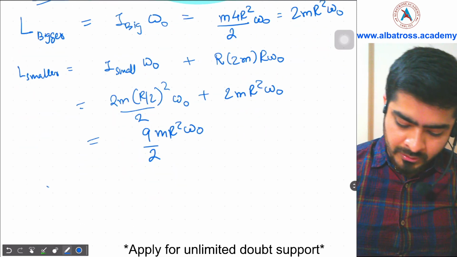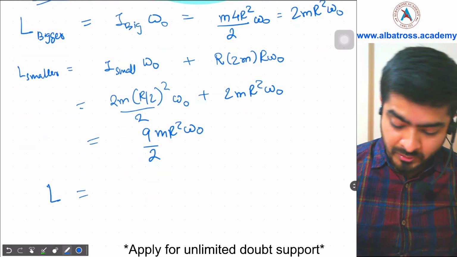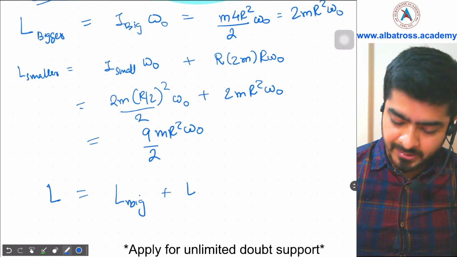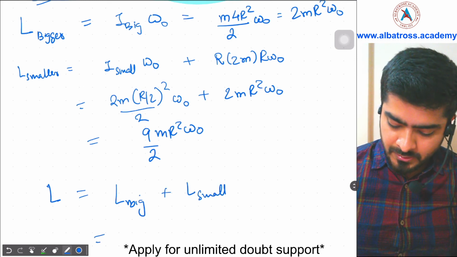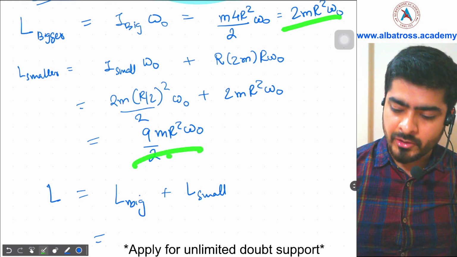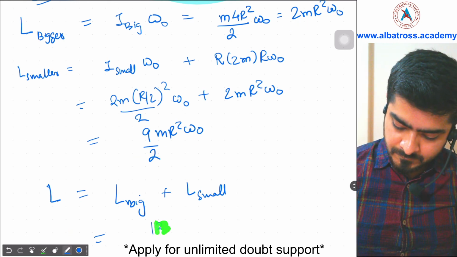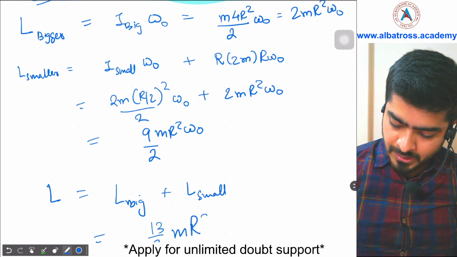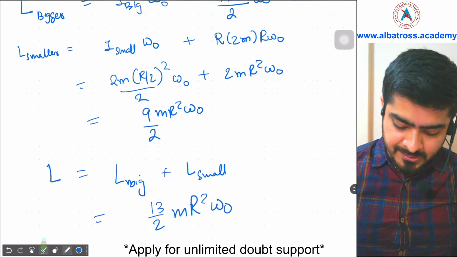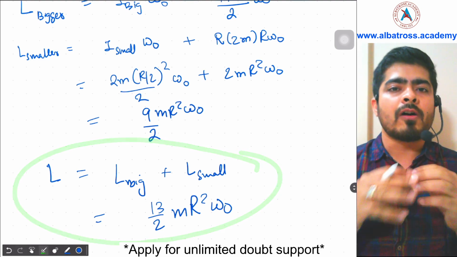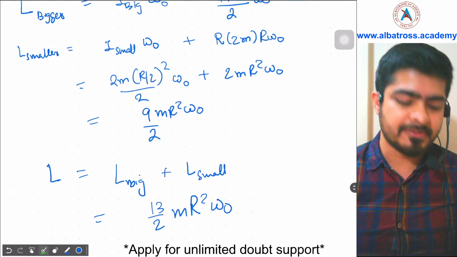So your total angular momentum will be how much? L big plus L small. So you add these two terms, what do you get? 13 by 2 m r square omega naught. This is your angular momentum with respect to the point O on the bigger disk.